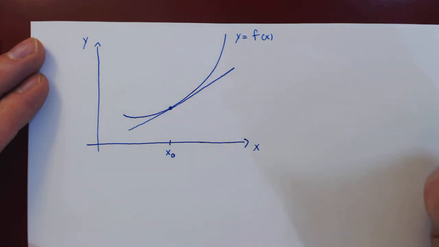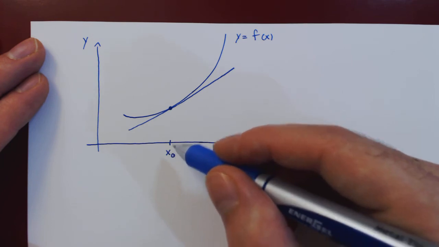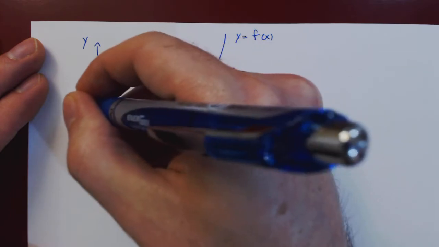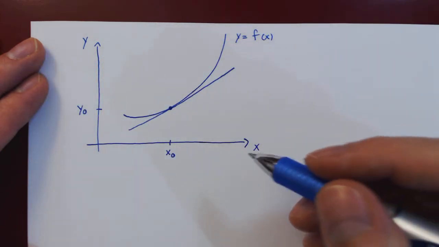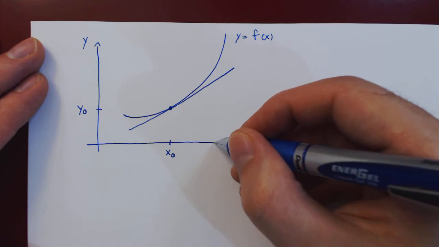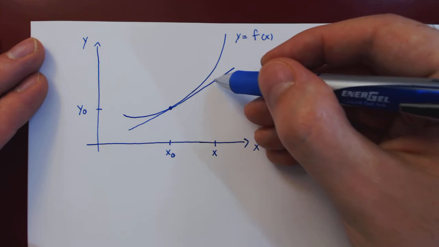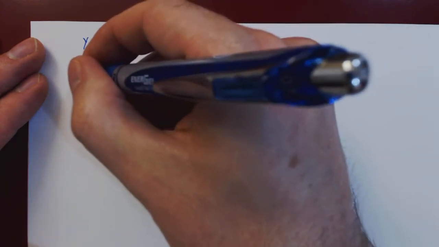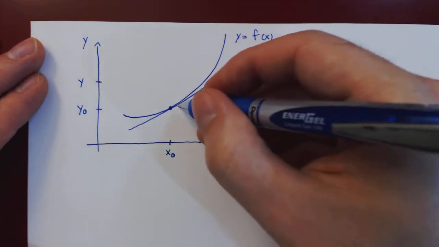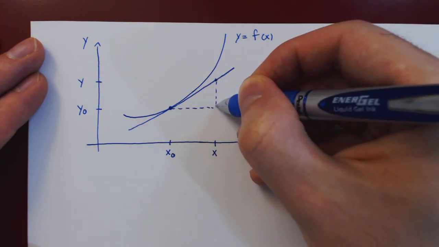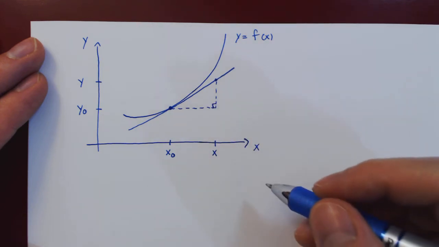So first, since we have a line, we can find the slope of the line by choosing on this line two distinct points. Well, first we have the point x0, and let's call the corresponding y value y0. And then let's take an arbitrary value of x and the corresponding arbitrary y value y. Now that we have two points on the line, we can easily find the slope.